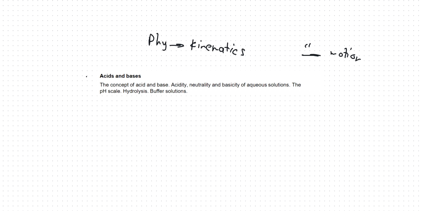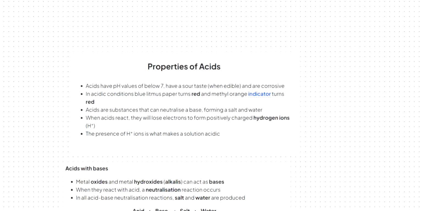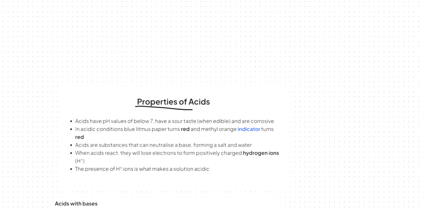So today we're going to start with acids and bases. I know this is an easy chapter, so we'll finish this fast. Let's start with the acids first, the properties of acids. Acids, we know, have a pH of below 7, and they have a sour taste and are corrosive. In acidic conditions, blue litmus paper turns red and methyl orange indicator turns red as well.